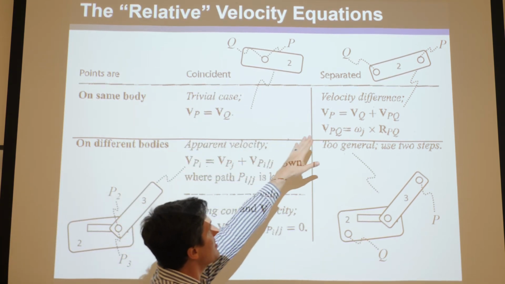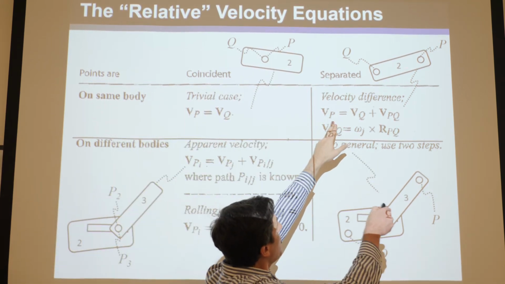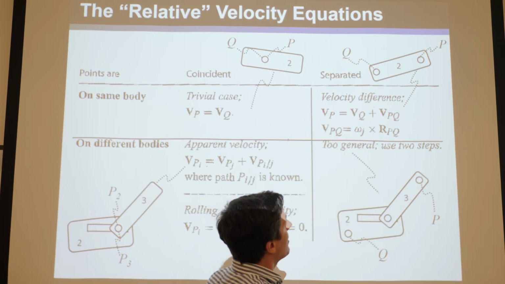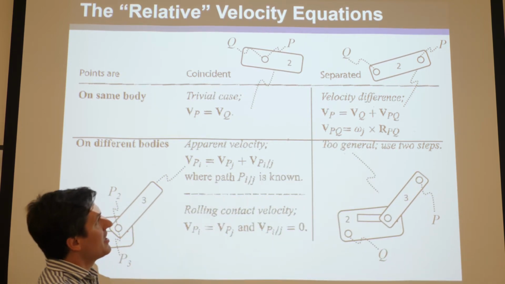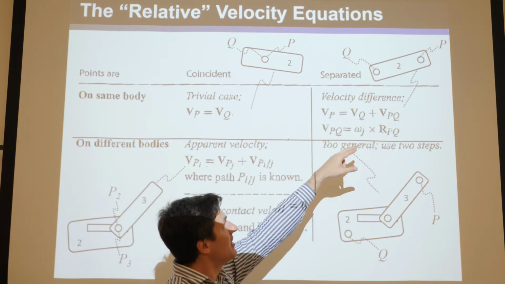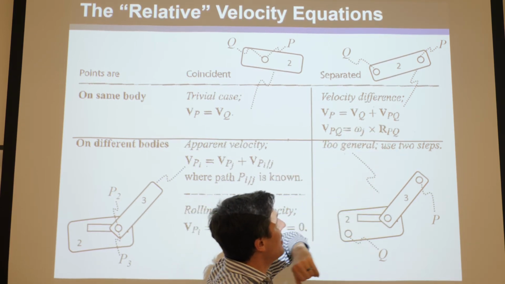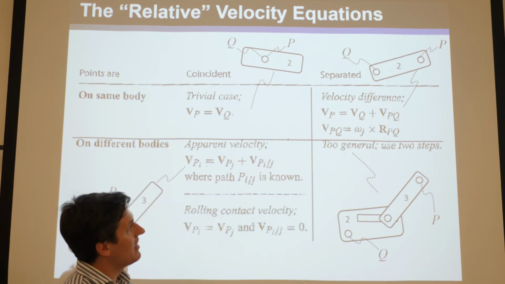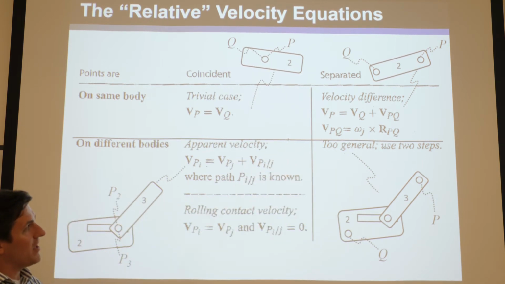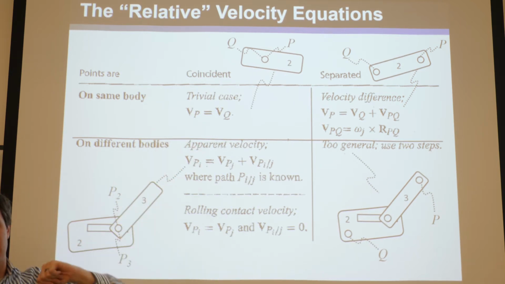Okay, but then if we go over here and we still have 2 points on the same body, P and Q, but now they're separated. P and Q are not coincident. Well, then you need to use the velocity difference equation to get from one point to the next. So if you have the velocity of Q, you add that to the velocity difference vector, VPQ, which is omega of that link, in this case omega 2, cross RPQ, the position difference vector. So that's how you'd march from Q to P to find the velocity of P. That's for 2 points that are separated on the same body.